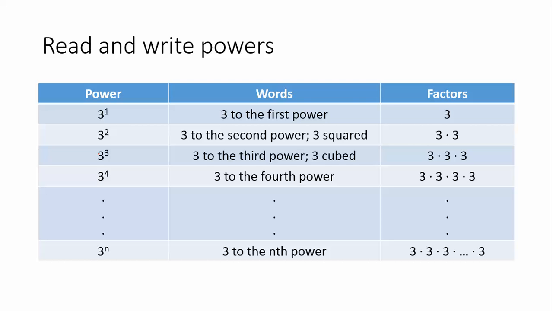Then we have 3 with an exponent of 3. That's 3 to the third power, or 3 cubed. So that's 3 times 3 times 3. This continues on in the same pattern. Essentially, the exponent indicates how many times that number is being multiplied by itself.